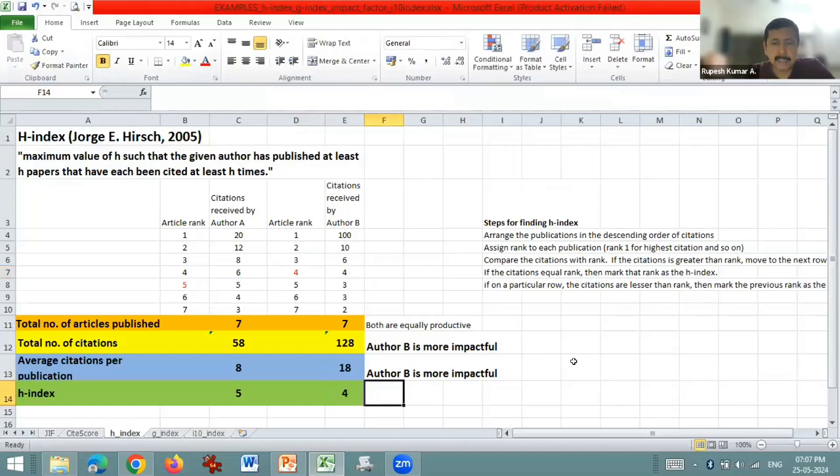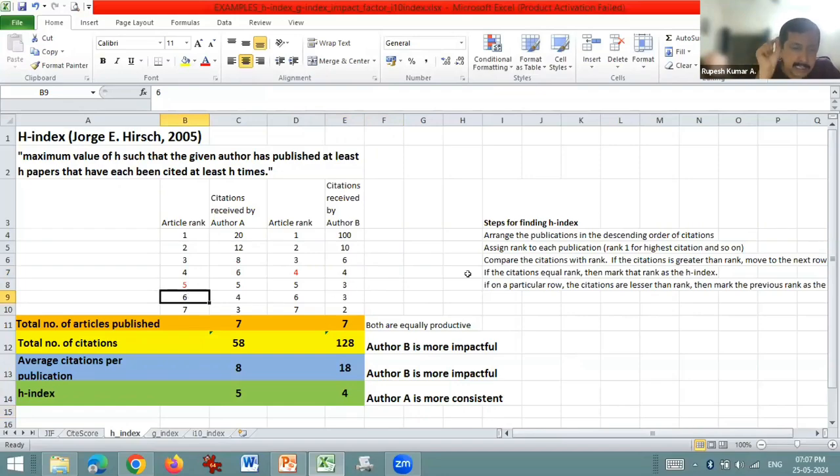Now, the question is, who is more consistent in receiving citations? Based on H index, author A is more consistent. Of course, it is time bound. In this time bound in the sense, the number of citations, for example, in case author A receives, in turn, let me ask you the question.